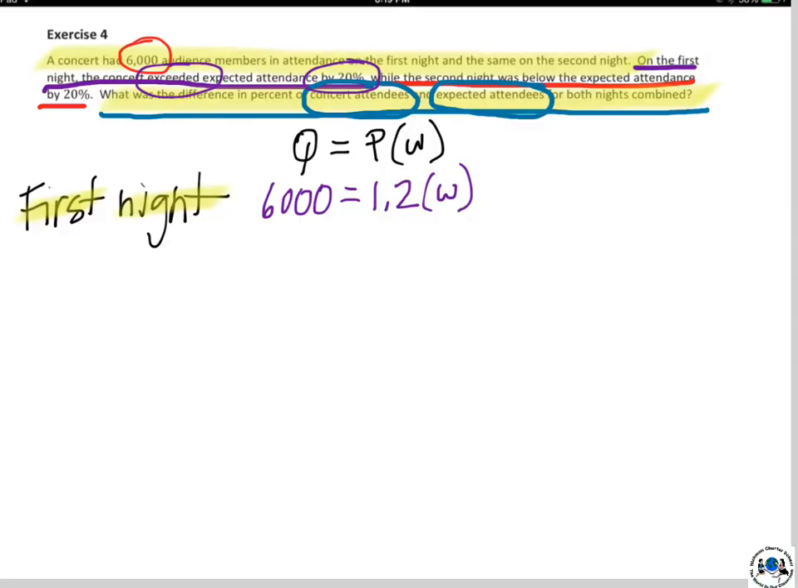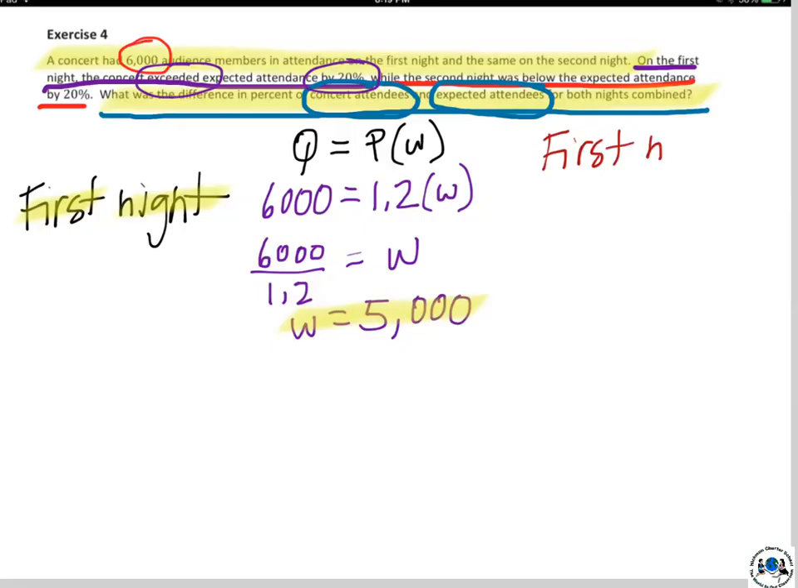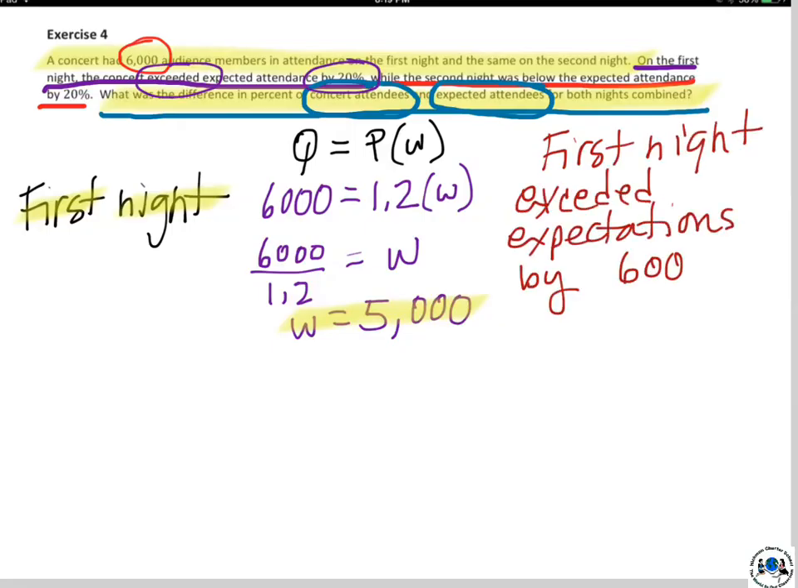So we go ahead and, gosh, I think you've done enough of these to just whiz through these. 6,000 divided by 1.2. So our expected, or in this case our W, the whole, which was the expected, is 5,000. So that first night, 5,000 people were expected, 6,000 showed up. Okay, so first night exceeded expectations by 1,000 people. Okay, 1,000 attendees extra, right?